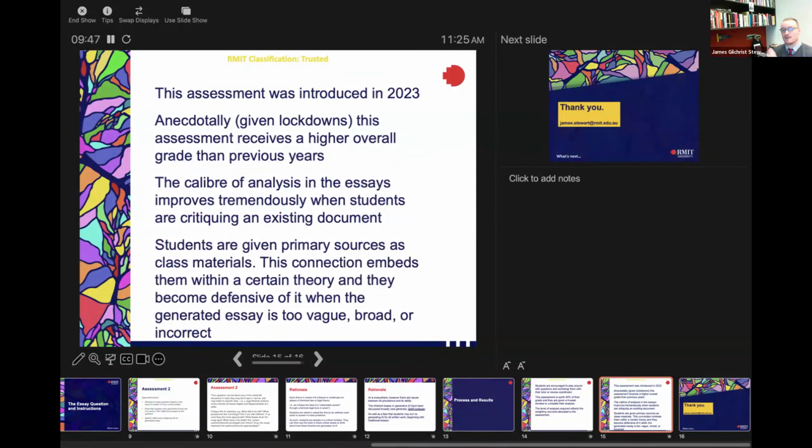So reiterating here that we give them primary sources as class materials. It embeds them within a certain theory each week. And I found they actually become a bit defensive of it. So if I give them an original Ronald Coase paper to read, they'll take that on board and sort of argue against it when AI doesn't give it the credence it deserves, similarly with any of the other theories. So that's the way I'm doing it now.